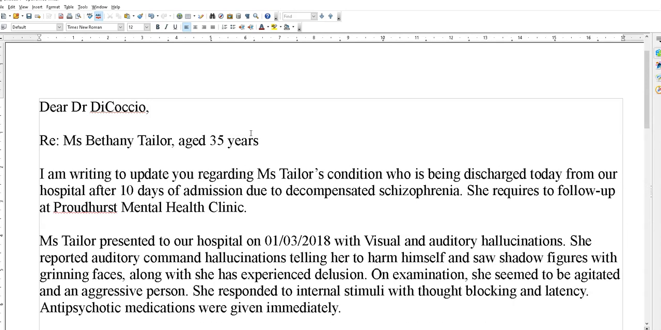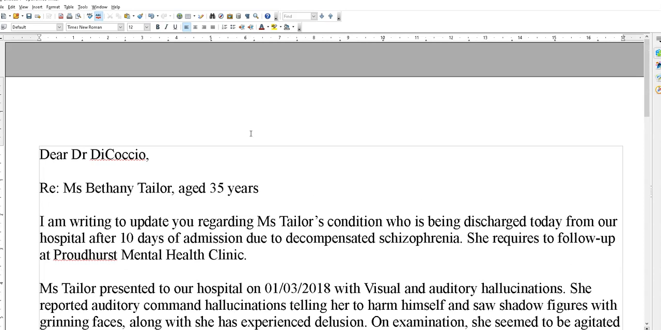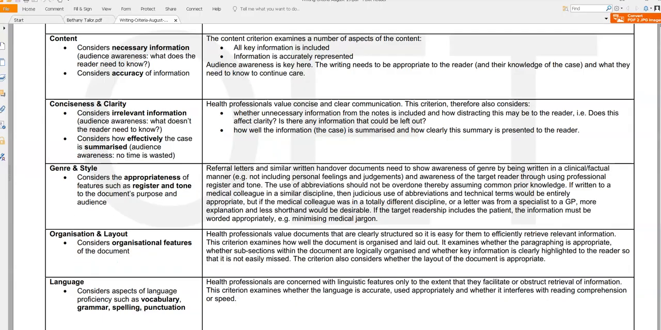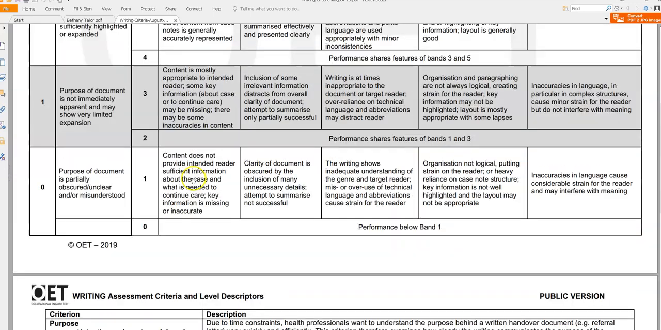Because if it were as easy as simply doing a copy and paste job from the case notes, then everybody would get an A grade immediately. Well, that's not the case. So, as I've mentioned before, the strategy is to write the letter as if you were the recipient and you didn't have access to the notes. And then the purpose should be clear, and we should have a logical progression that tells the reader why you are writing the letter, etc.